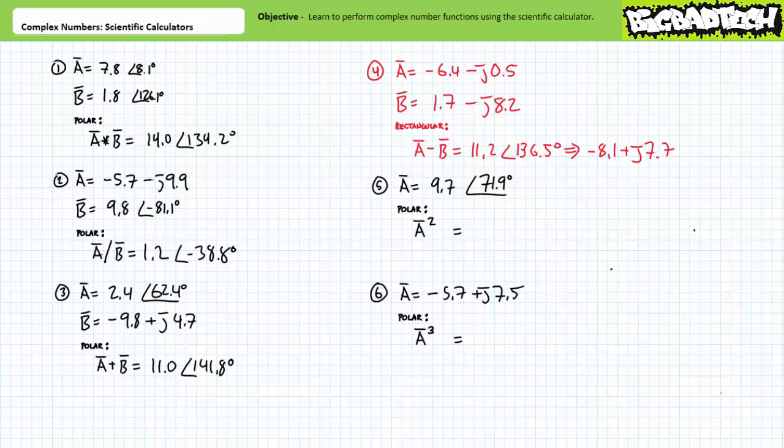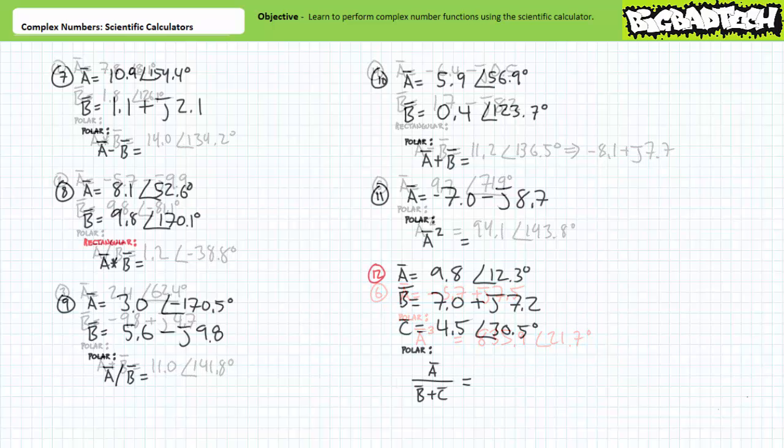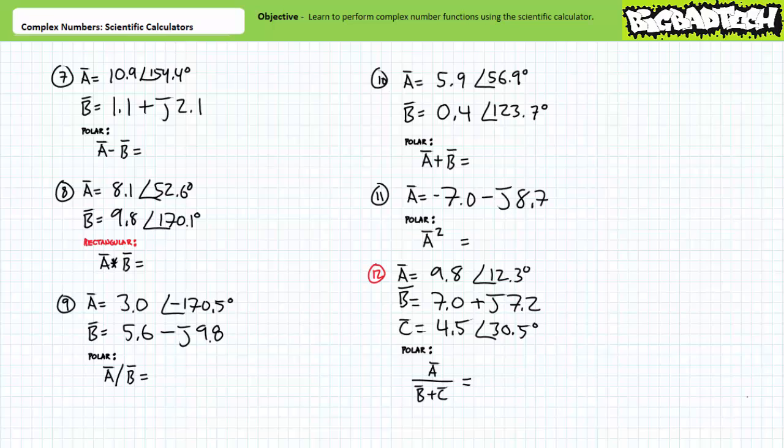Expressing this value in rectangular format, as desired by this particular example problem, is negative 8.1 plus j 7.7. For our fifth example problem, A squared is 94.1 at an angle of 143.8 degrees. Finally, for our sixth example problem, A cubed is 835.9 at an angle of 21.7 degrees. Note this problem necessitates us enclosing A expressed in rectangular format entirely in parentheses and then raising this to the third power. Here's another batch of example problems if you want more practice.